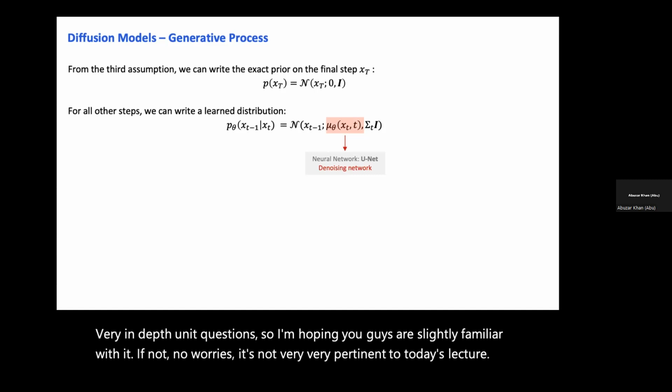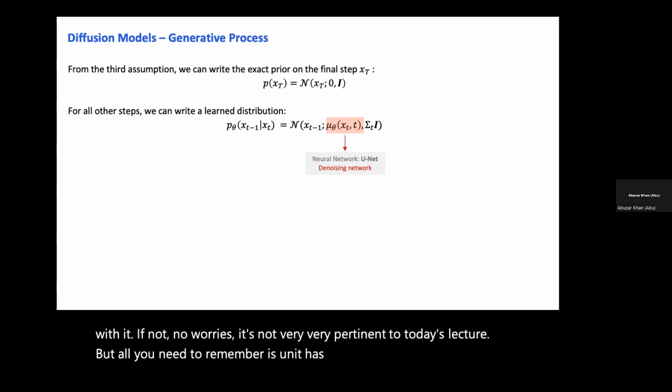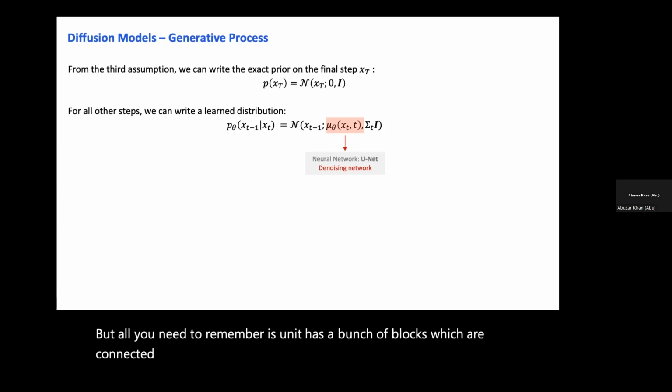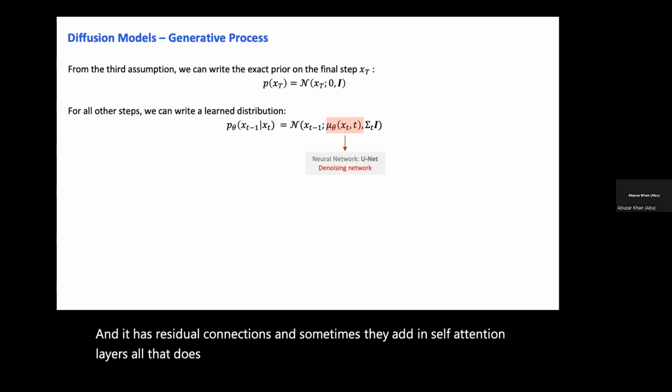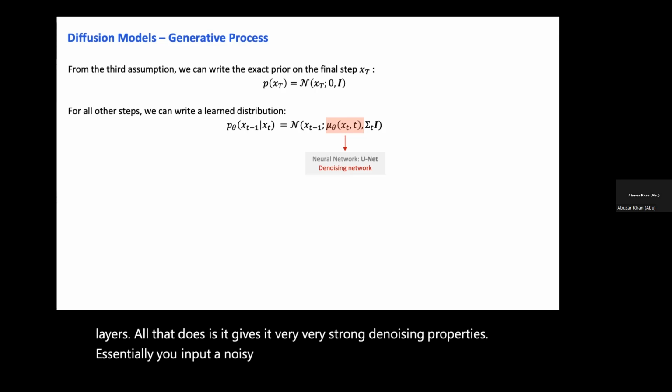But all you need to remember is U-net has a bunch of blocks which are connected across its bottleneck, and it has residual connections, and sometimes they add in self-attention layers. All that does is it gives it very, very strong denoising properties. Essentially, you input a noisy data point, and it gives you a slightly less noisy version of it.